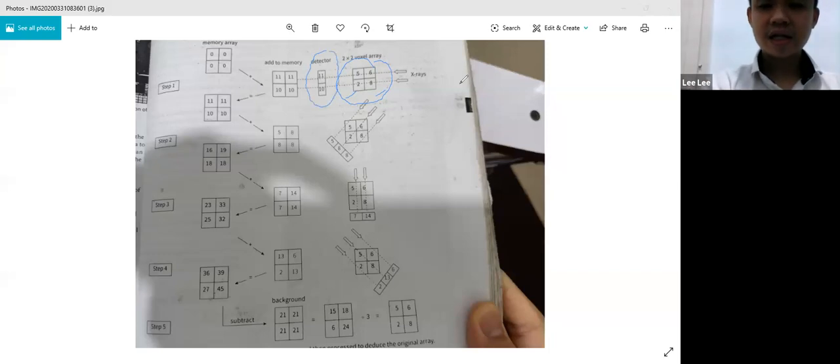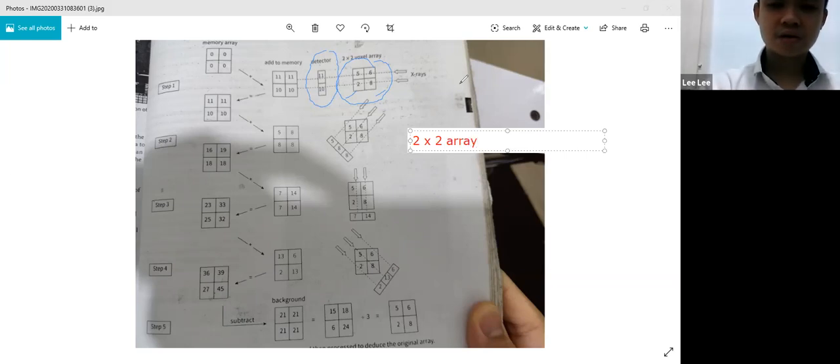And then we are dealing with a 2 times 2 array. So a 2 times 2 array means it always has to be a box of 2 times 2. So the readings that you get are 11 and 10. So the top one will be written as 11. The bottom part will be written as 10. And then they will add it to the memory.